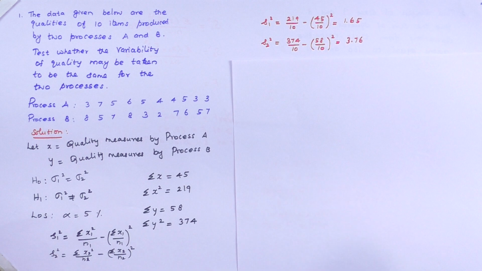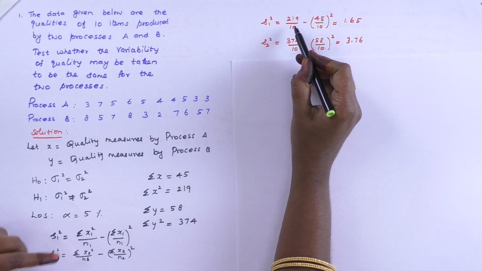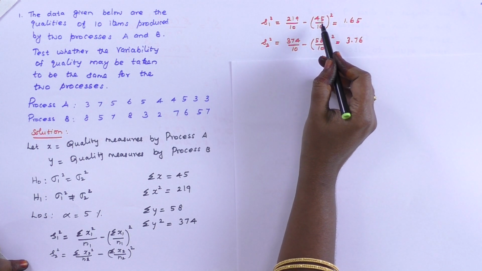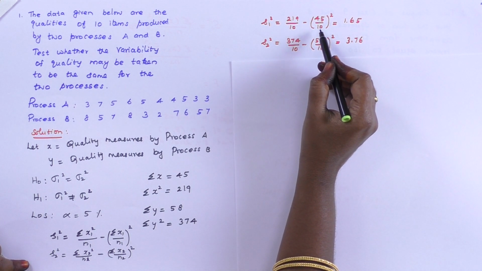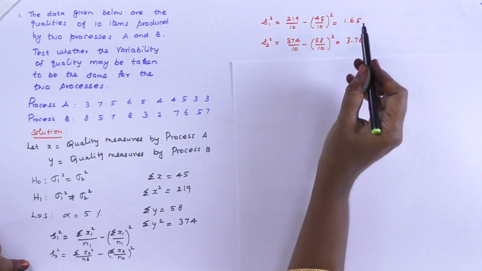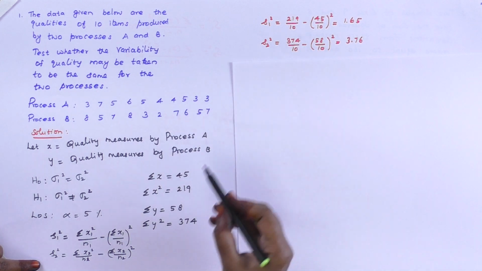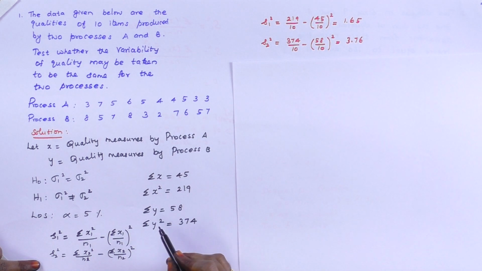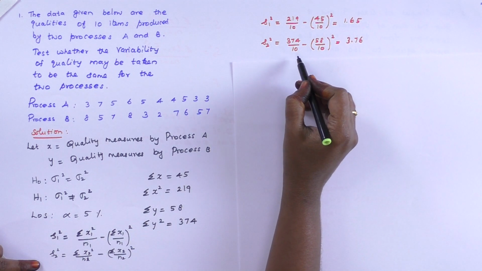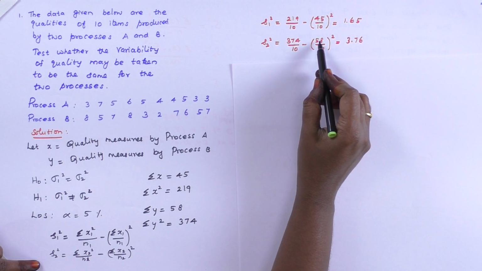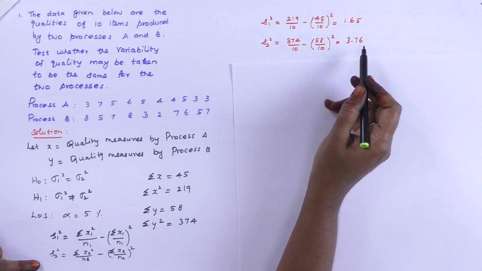Therefore, s1 square is equal to sum of x1 square, 219, divided by total number of items 10, minus sum of x, 45, divided by 10 the whole square, we get the answer 1.65. Similarly for s2 square, with x2 equal to y, 374 divided by 10 minus 58 divided by 10, the whole square, is 3.76.